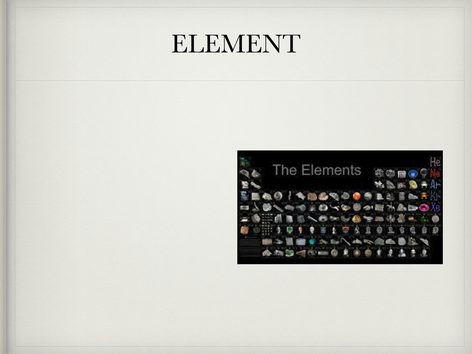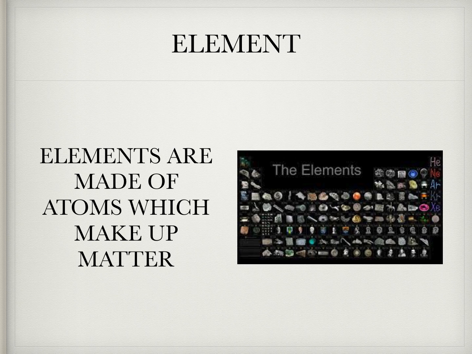This is something you've been thinking about for a long time. There's the periodic table of elements. And elements are made up of atoms, which make up matter. So you get to see how these words are starting to become connected. All matter is made of atoms. All elements are made of atoms.